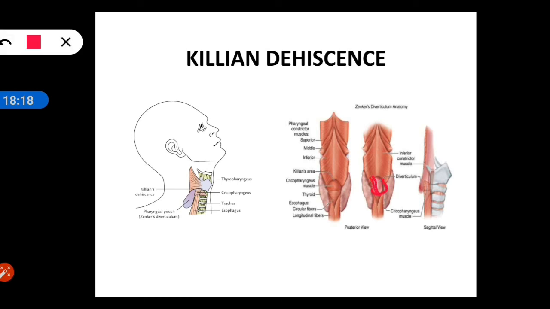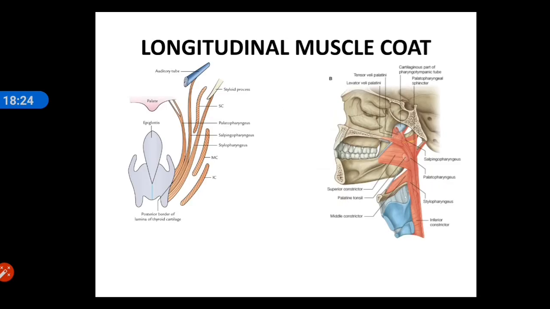That is called as a pharyngeal diverticulum. So that was about the Killian's dehiscence. Now in the next slide, so far we have discussed about the outer circular muscle layer. Now we will see about the inner longitudinal muscle coat.